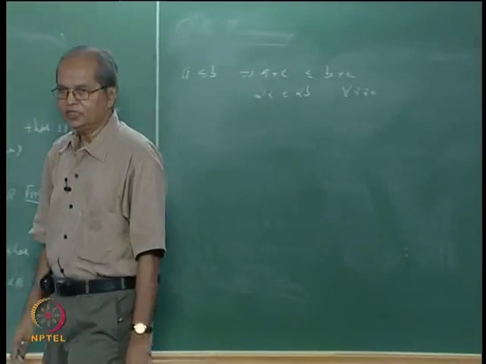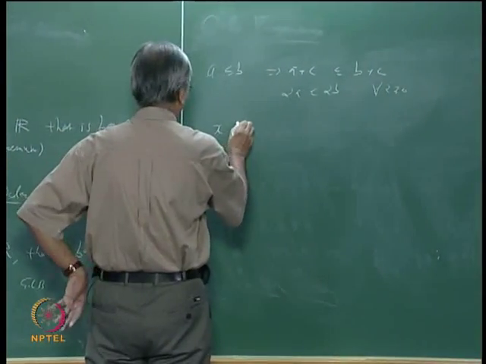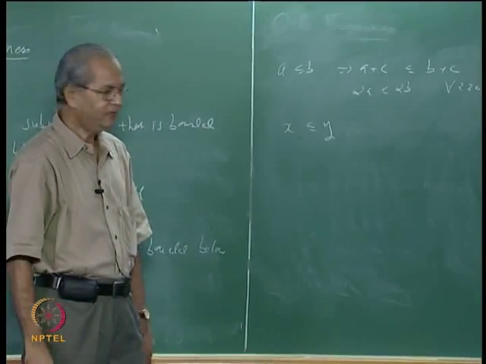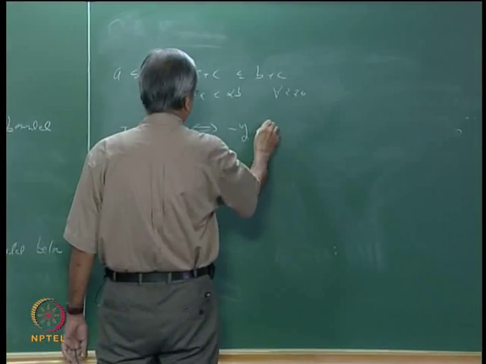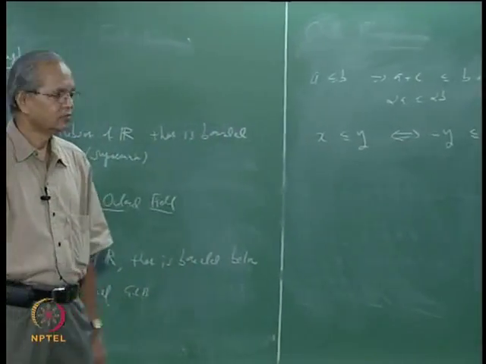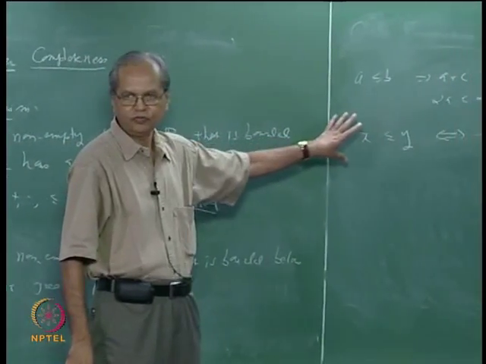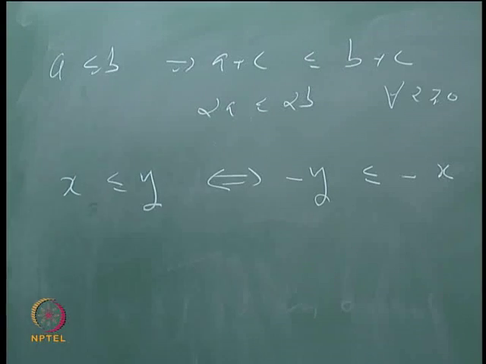Using these you can prove the following. Suppose you take two numbers x less than or equal to y, then this is equivalent to saying that minus y is less than or equal to minus x. That's clear. In fact that follows from those properties. Try to prove this yourself from the properties that we have listed. But let us say, suppose this is clear to you.